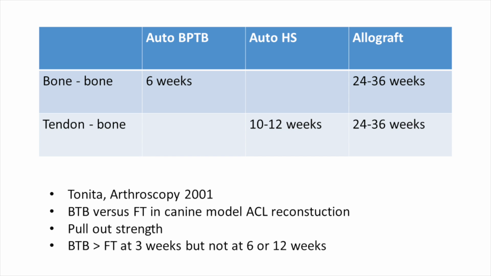So the recognized figures are that a bone-patella-bone graft will have incorporated to the tunnels at around 6 weeks, hamstring autograft at about 10 to 12 weeks, and allograft may take up to 24 or 36 weeks. However, when Tonita looked at a dog model of ACL reconstruction, and compared pull-out strength of bone-patella-bone versus flexor tendon, he showed a difference at 3 weeks, but not after 6 or 12.